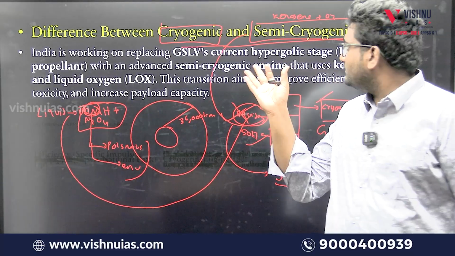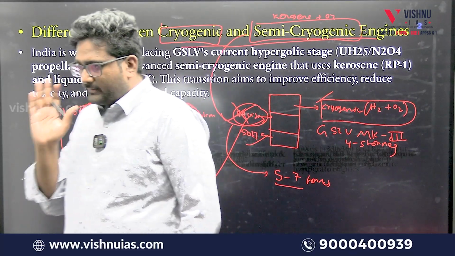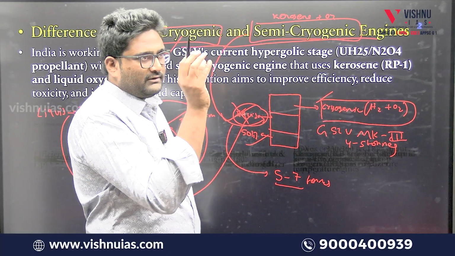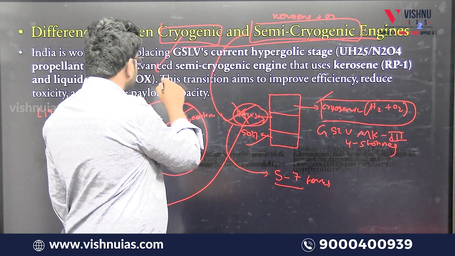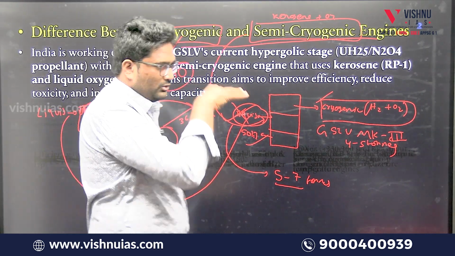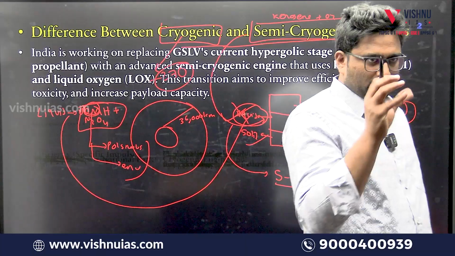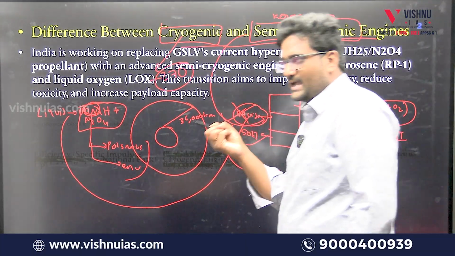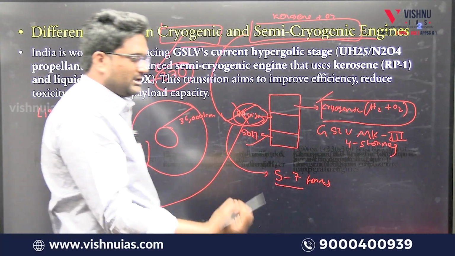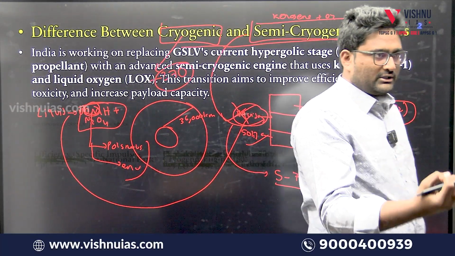The fuel difference is there with cryogenic and semi-cryogenic. But one more thing, for cryogenic, to store liquid hydrogen, we need minus 270 degrees of temperature. Very low temperature we need to store that hydrogen, because hydrogen is a gas. So in order to make it into liquid, we need to go for very low temperatures. So that is one issue.